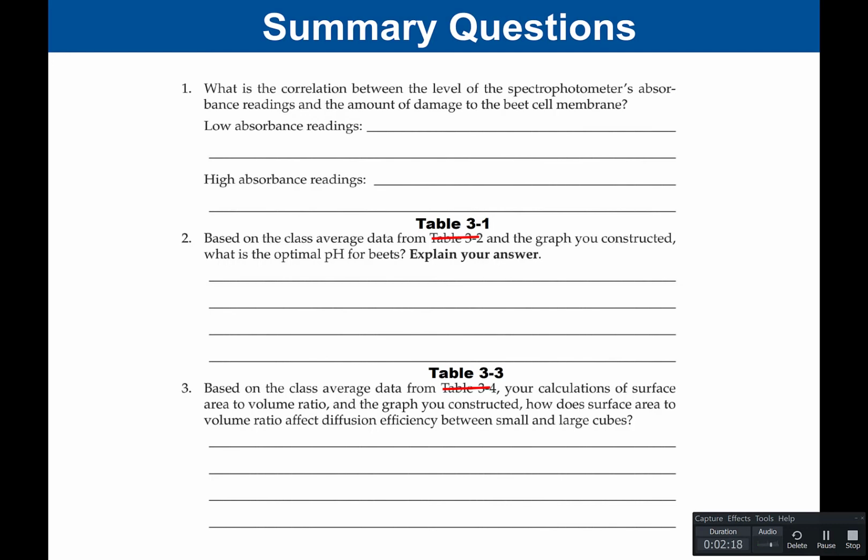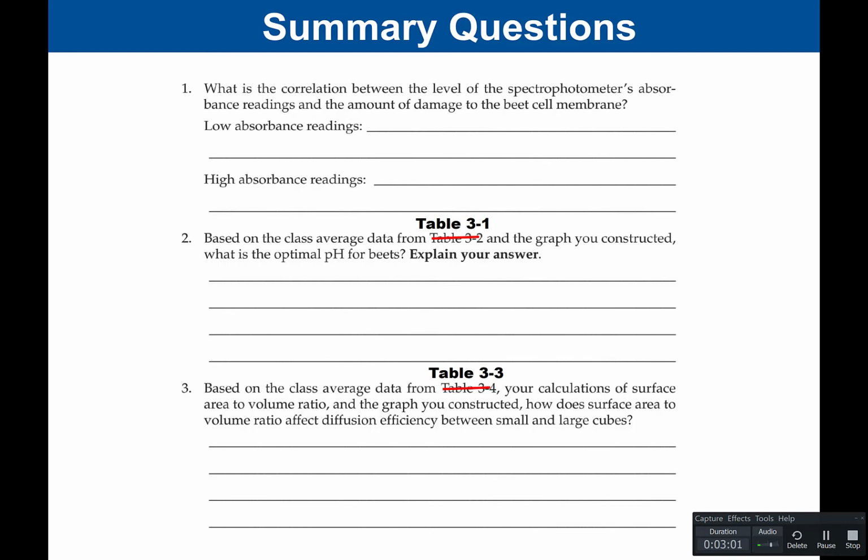For number 2, you're going to cross out table 3-2. We didn't do the class average. Instead, this is going to be based on your answer from table 3-1. And I'll talk about the graph in a minute, but basically it's asking, what is the optimal pH for beets? So in your answer, you need to explain, use your data. The optimal pH to grow beets is blank because it had an absorbance of blank. This indicated that the beet cell was damaged the least because the least amount of pigment was released, etc. Whatever your answer is going to be, but you want to explain with your data. Be thorough.